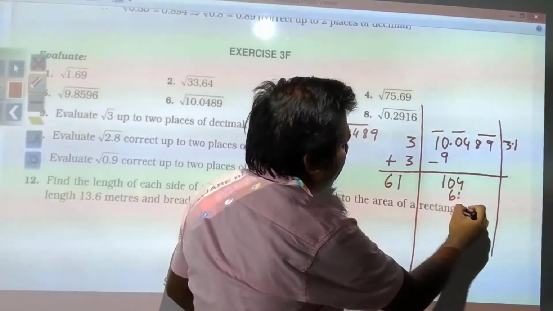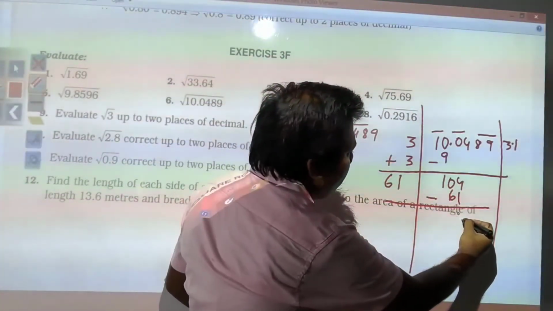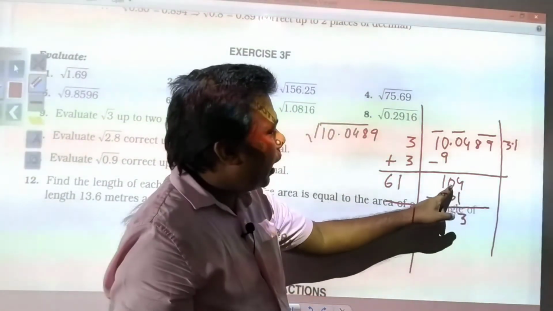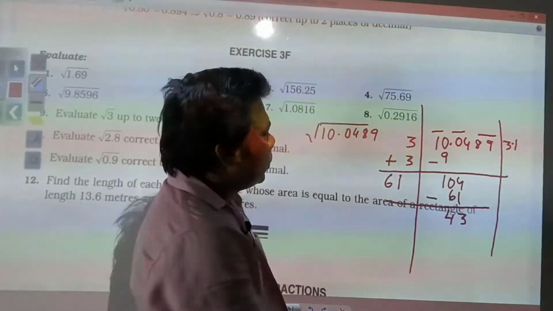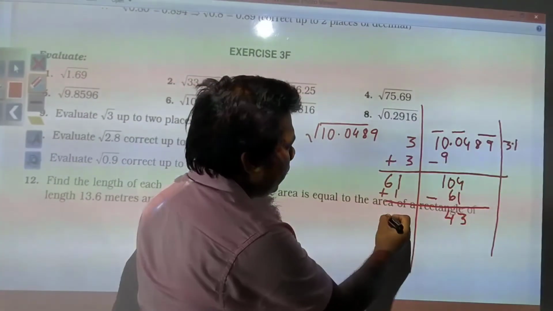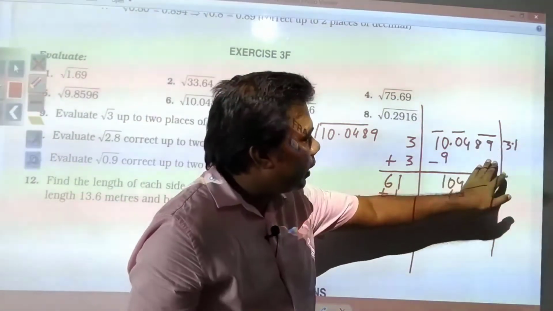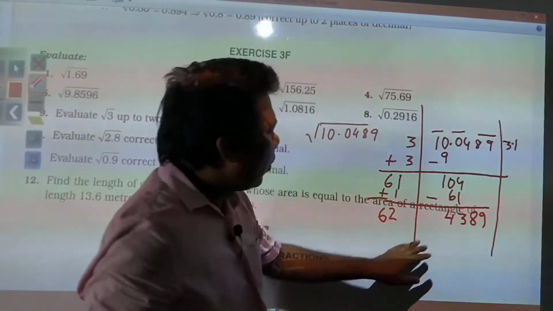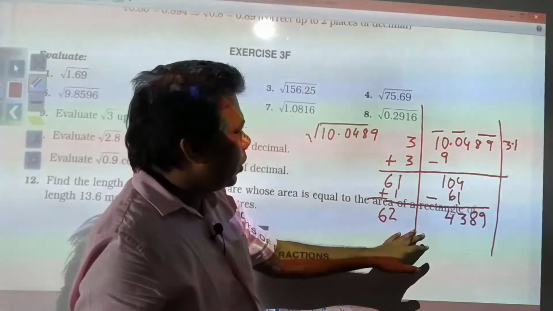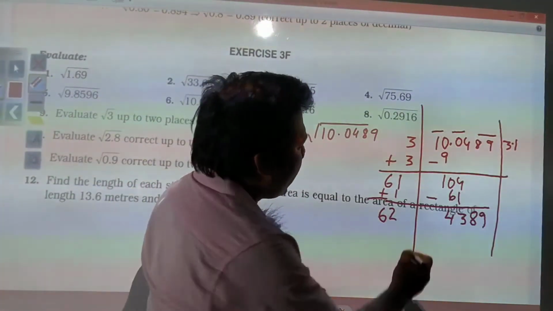So you will get 61. Now it is needed to be subtracted. 4 minus 1 is equal to 3 and 10 minus 6 is equal to 4. And this 1 is required to be added to this, you will get 62. Now the next period is required to be taken down, so you have the next period 89. Now we need to see how many times it will go. So try 7 times.